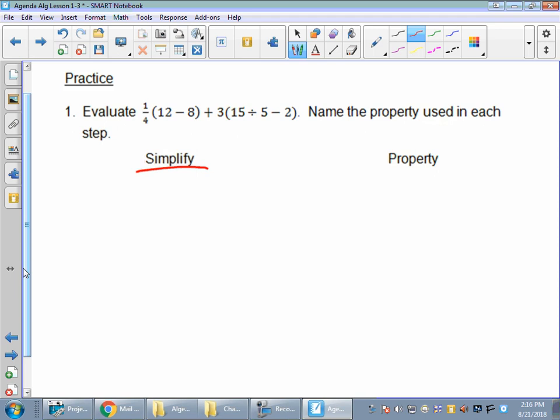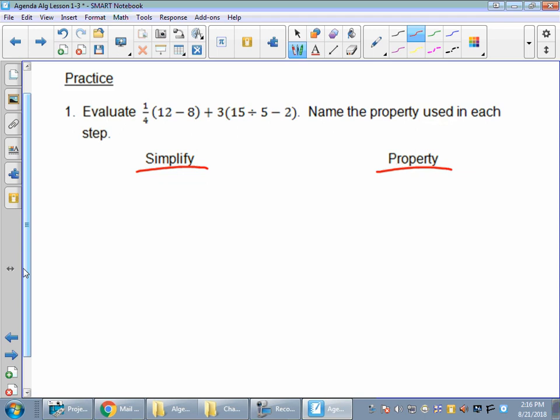So we're going to do the work. Let's simplify each step by step. And then we're going to stop and pause and name the property we used. I know it takes longer. It forces you to stop and think. But that's what math is, using your brain to think and analyze things. And so we're going to actually think about why we're doing certain steps and what we're doing. And it sounds a little monotonous, but it'll help you in the long run and later on in math.